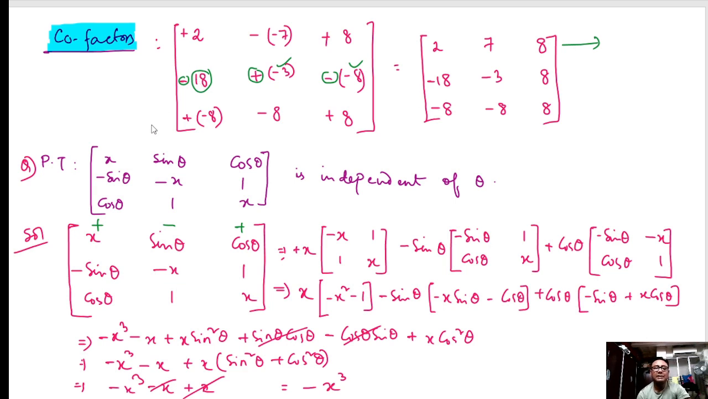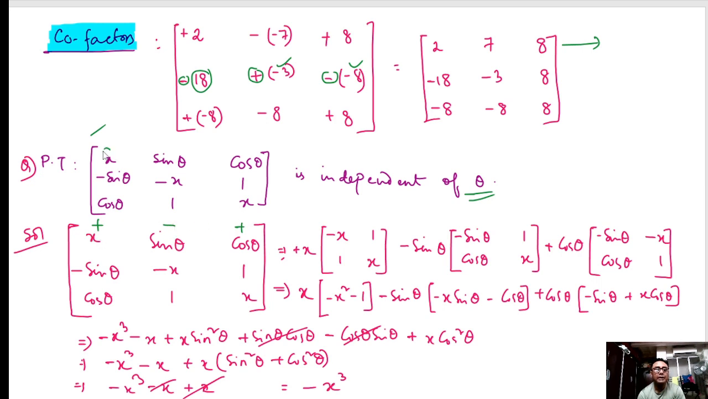Okay friends, so let's see. Please pause the video and watch it because these are a little bit confusing, so you have to watch it carefully by pausing it, how I am doing it. Clear? Next, prove that this is independent of theta. So let's find the value of this. So first we will put the signs plus, minus, plus.